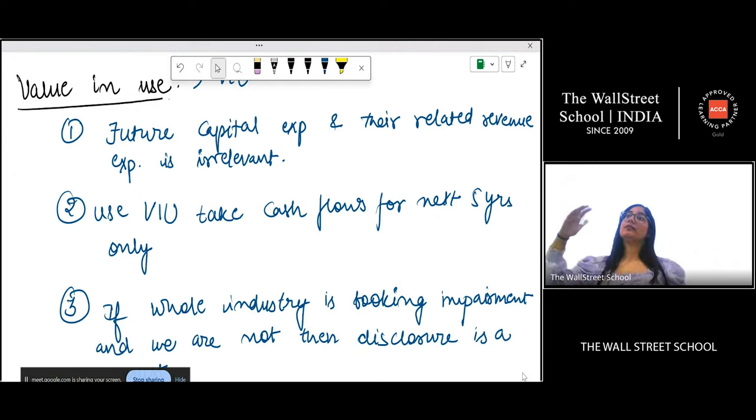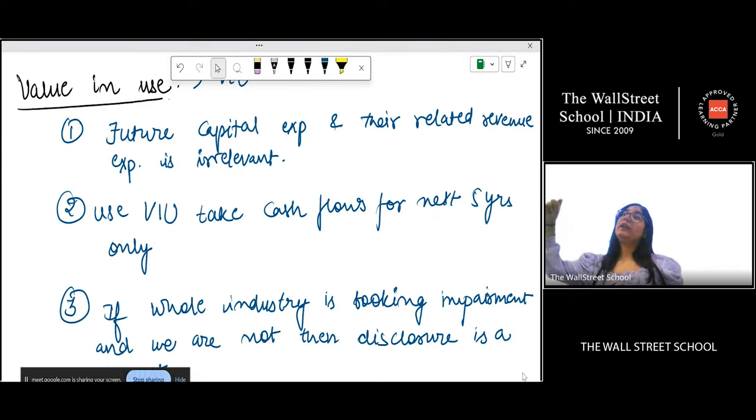This is something that we are just in the stage of thinking and researching, and we are not doing anything about it. Those considerations do not take place in value in use. Value in use simply means that we are calculating the present value of the expected future cash flows.